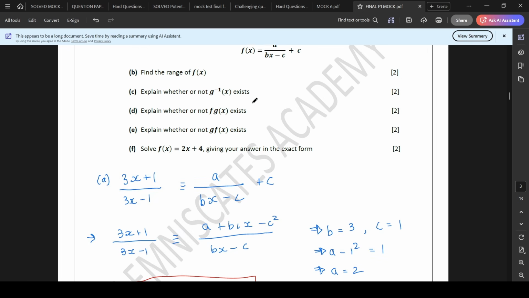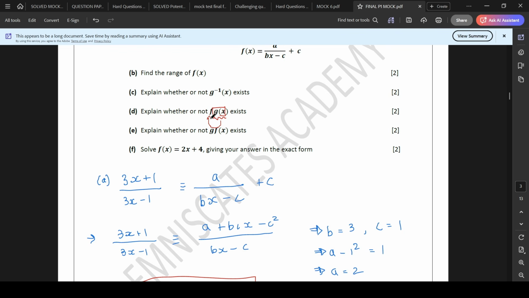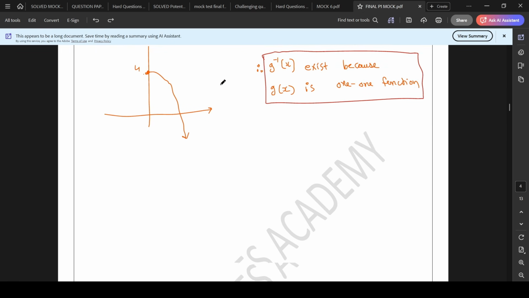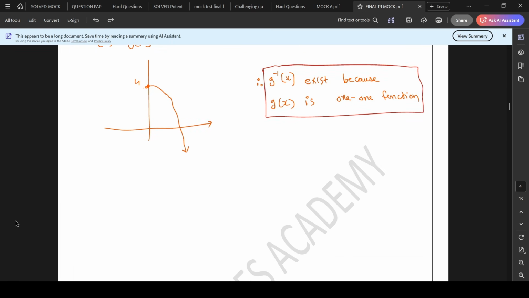Now for part D, we have to explain whether or not fg(x) exists. It means that when I'm going to pass the values of g, that is the range of g, into the function f, is function f capable of taking all the values of g(x)? If yes, only in that case fg(x) exists. So what is the range of function g? Let me first identify that. So this is my part D.